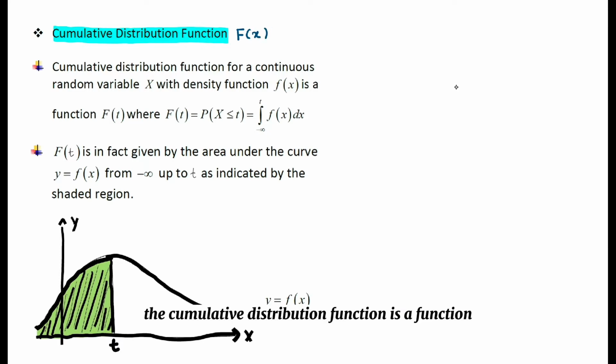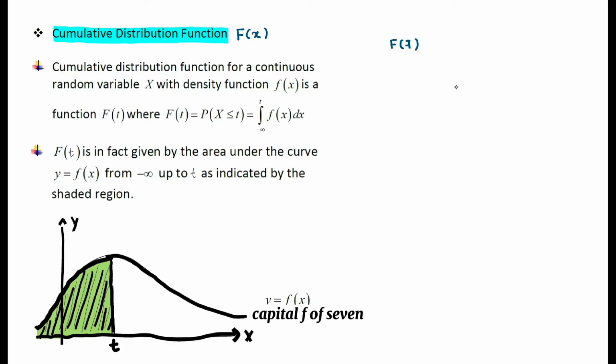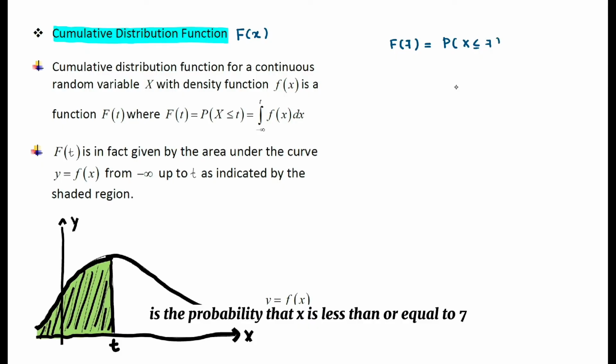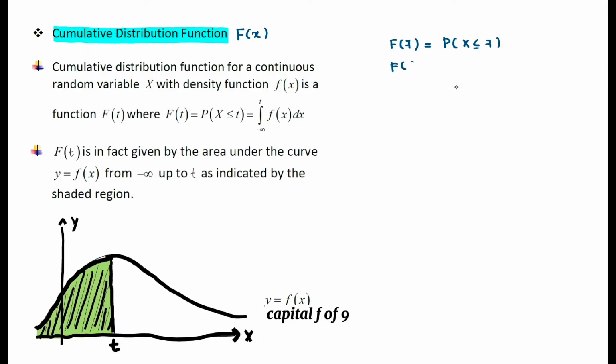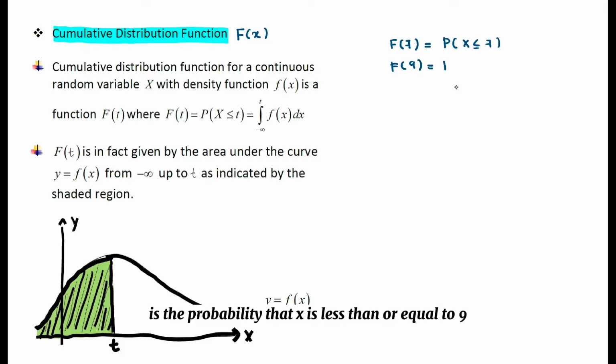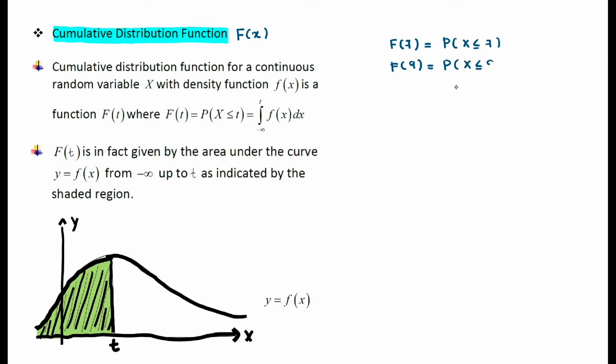The cumulative distribution function is a function whose output is the probability that x is less than or equal to the input. For example, capital F of 7 is the probability that x is less than or equal to 7, capital F of 9 is the probability that x is less than or equal to 9.